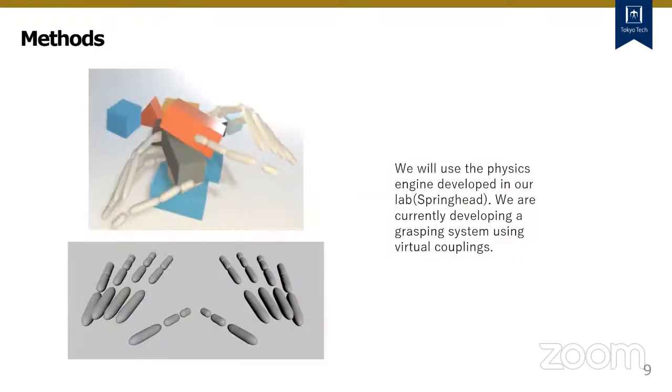Okay, so here I start to introduce my method. First, we are using the physics engine, Spring Head, and it can provide important physical information like contact force, contact speed, friction, and so on. Right now, we are using virtual couplings to build our hands. Using virtual coupling can keep the system stable and allows the calculated feedback force to be proportional to the penetration depth. So it is also useful for haptic rendering.